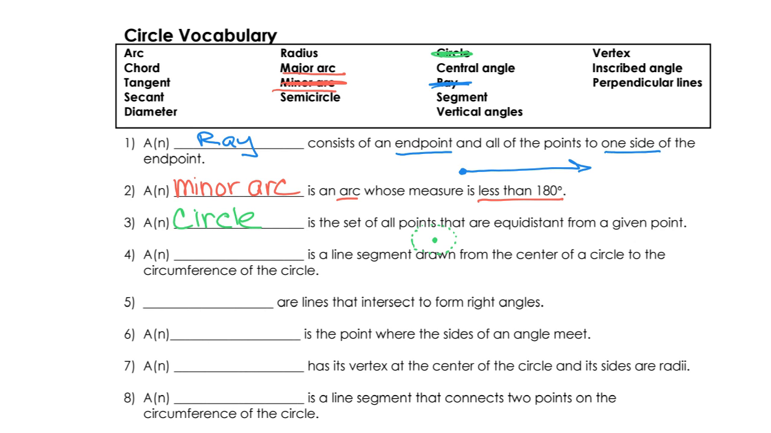Okay. Number 4, a blank is a line segment drawn from the center of the circle to the circumference. So from the center to the edge, that's going to be a radius. Number 5, a blank are lines that intersect to form right angles. Lines that form right angles are called perpendicular lines.